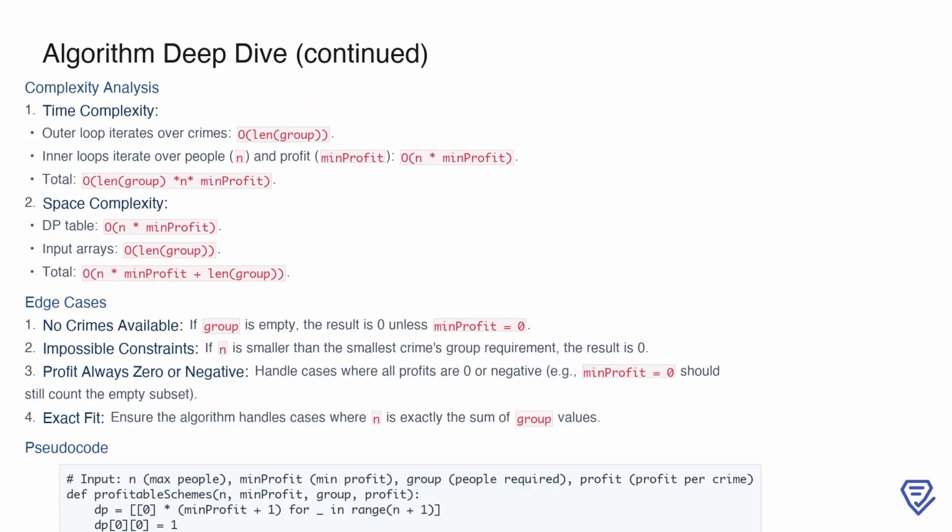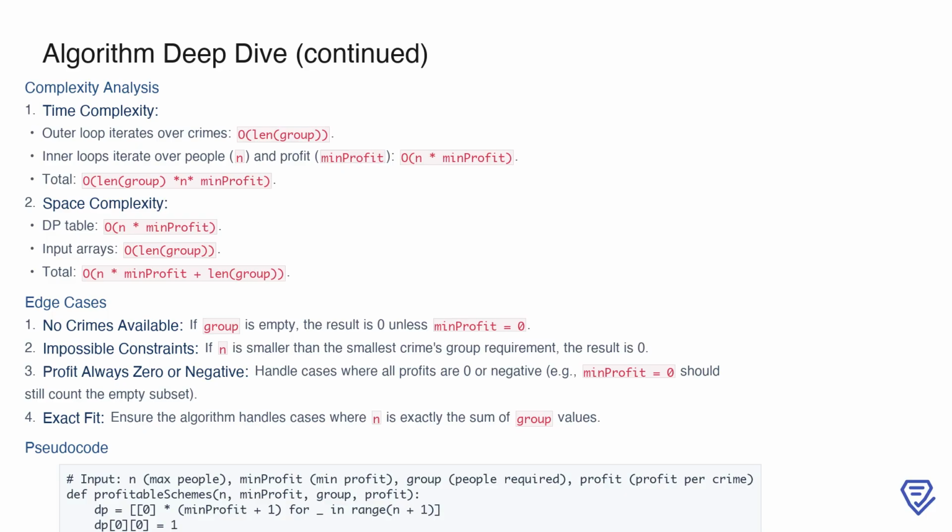To analyze the complexity of this approach, we start with the time complexity. The outer loop iterates over all crimes, which is proportional to the length of the group array. For each crime, the inner loops iterate over the number of people, up to n, and over the profit, up to min profit. This gives a total time complexity of O(len(group) * n * min profit). The space complexity is dominated by the DP table, which requires storage proportional to O(n * min profit). Additionally, the group and profit arrays contribute a space complexity of O(len(group)). Combining these, the overall space complexity is O(n * min profit + len(group)).